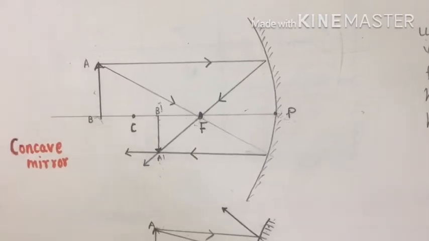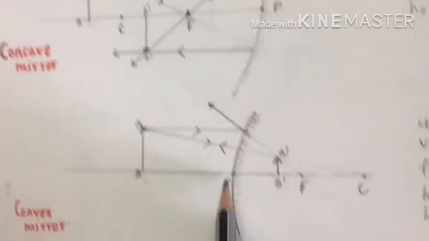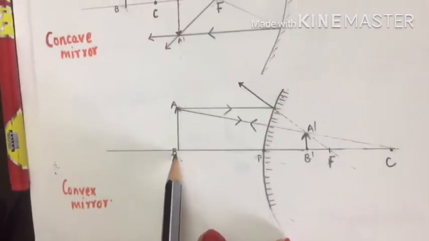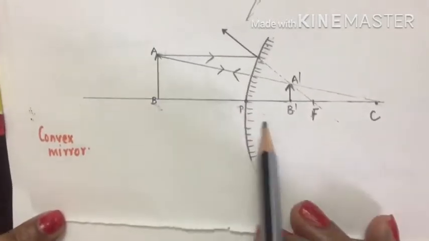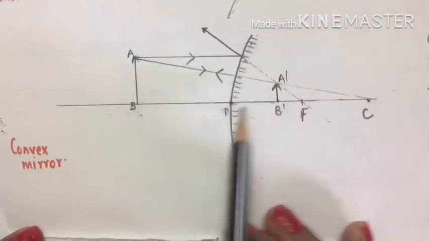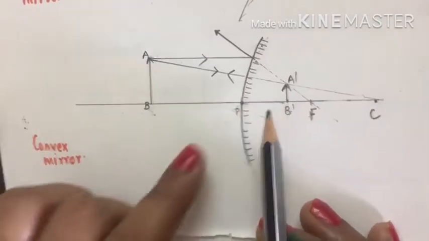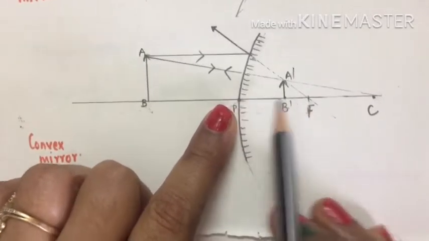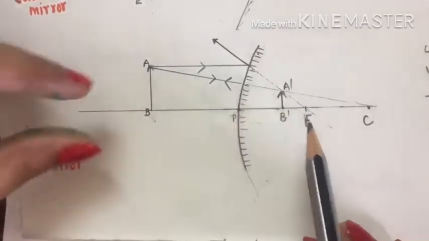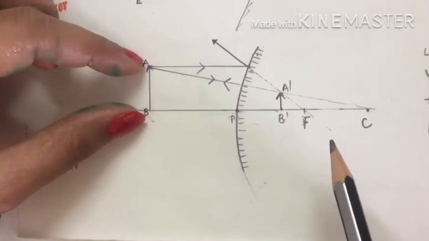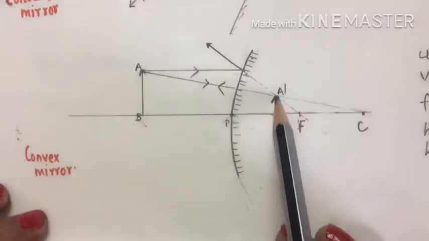Similarly, for convex mirror, PB will be the object distance. PB dash, this distance will be your image distance, and from P to F, this will be your focal length. This will be the height of the object, and this is your height of the image.